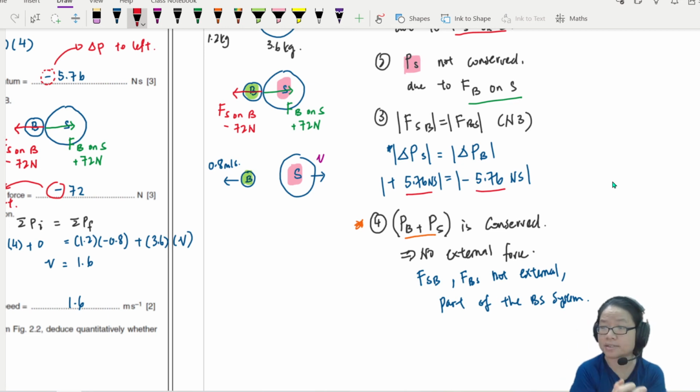So put together in the system, is there any change or not? No. Hence, the momentum is the same. So Newton's law helps us explain conservation of momentum. Conservation of momentum complements Newton's law. They are both the same thing.